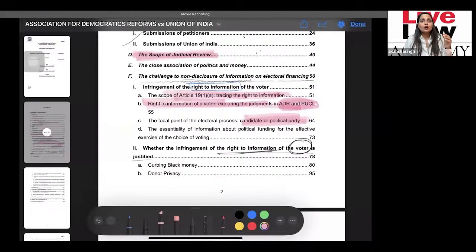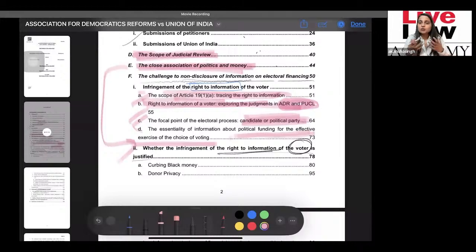And us disclosing the information, or the political party mandatorily informing where the contribution is coming from, does fall within the ambit of the right to information. Okay, so that is how the court has tried to answer these three aspects. And the court says that political funding definitely is important or is an effective exercise for choice of voting, because we have established an association between politics and money.